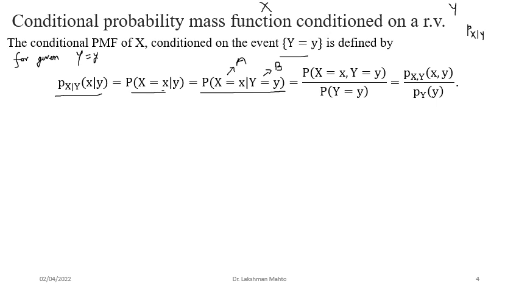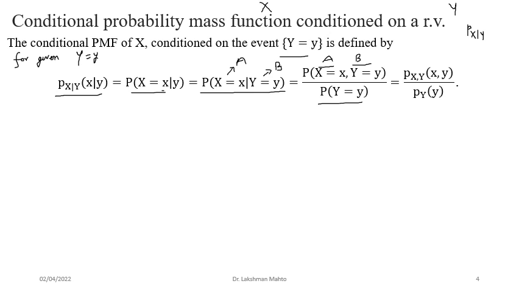So just apply the definition of conditional probability here. What does it say? It simply says that it is the ratio of the probability of joint occurrence of A and B, divided by the probability of B. What is B? B is that the random variable Y is observing value small y. That is coming from the definition of conditional probability.